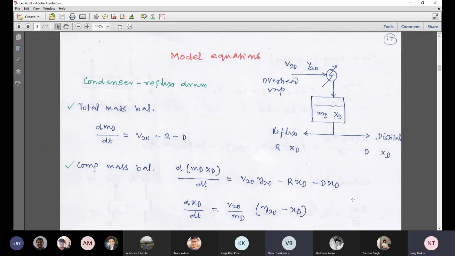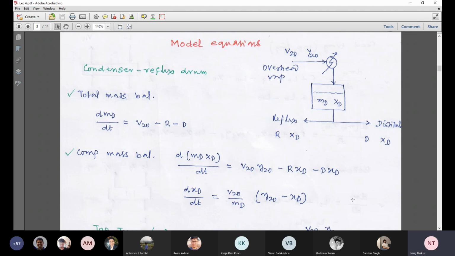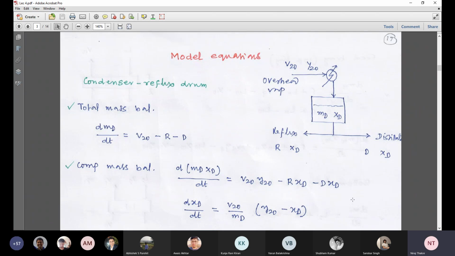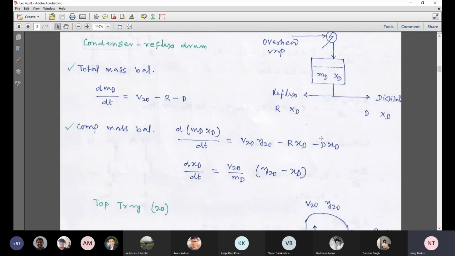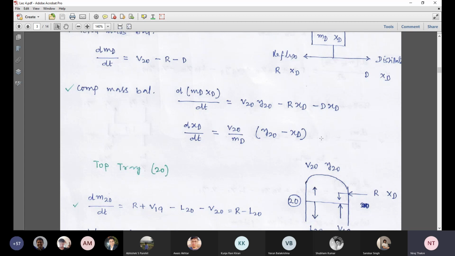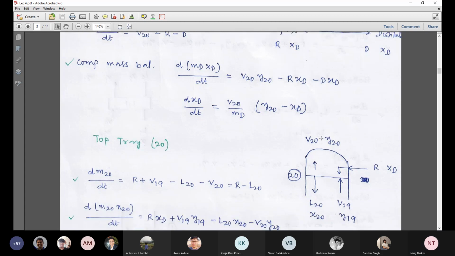Yes, sir. Okay. So this is the condenser reflux drum system. The next section or envelope is the topmost tray. See, we are coming from the top downward. So this is the top section of the column. Next section is the top tray, that is 20th tray. You see the schematic for the top tray, which is 20th tray.